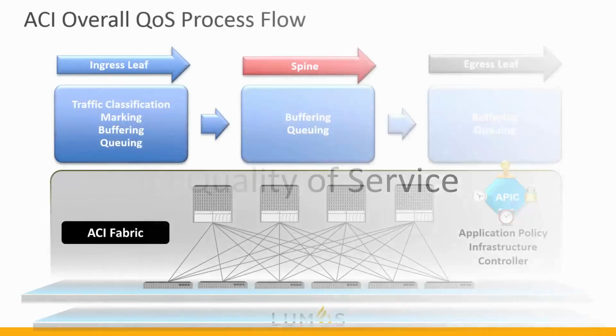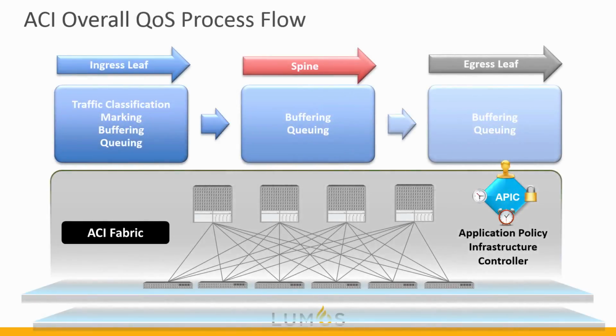And finally, we'll touch briefly on ACI quality of service. The ACI overall QoS process flow is that traffic coming in to the ingress leaf can have classification, marking, buffering, and queuing. Then when it traverses up to the spine, we can perform buffering and queuing. And then when we go out to the egress leaf, we can perform buffering and queuing. So really at all three stages, buffering and queuing are performed. Classification and marking occur only at the ingress.